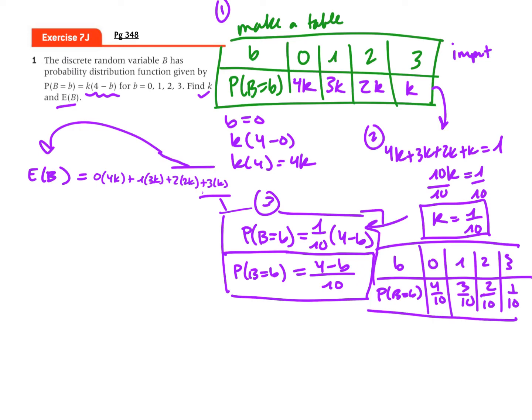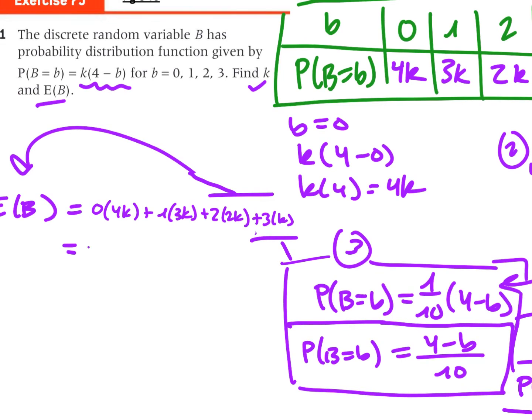Oopsies. Okay. So, my bad. 0 times 4/10, 1 times 3/10, 2 times 2/10. Oops, oh my gosh. 3 times 1/10. The 2 and 2/10 messed me up.